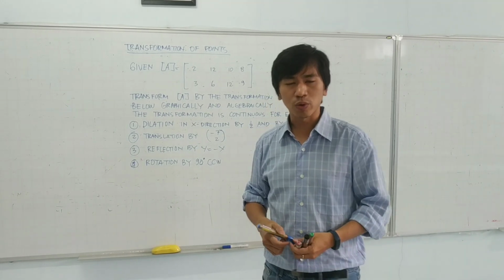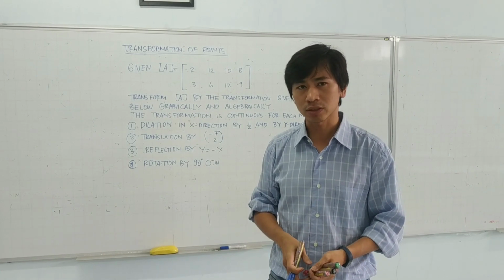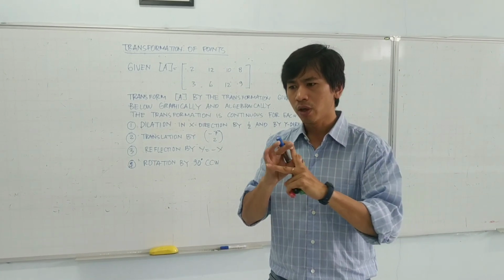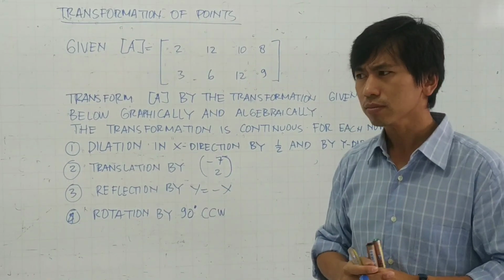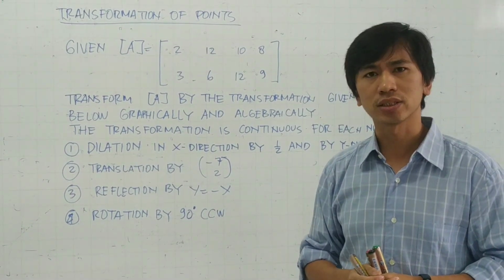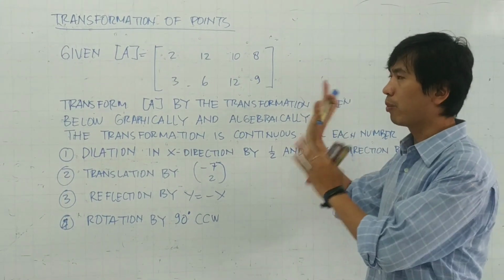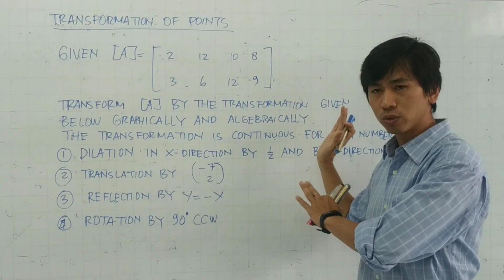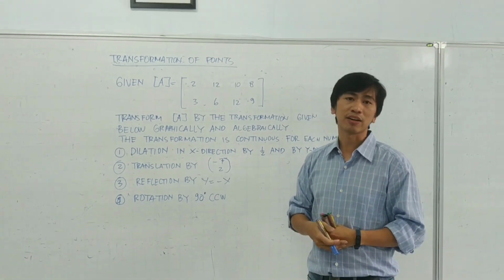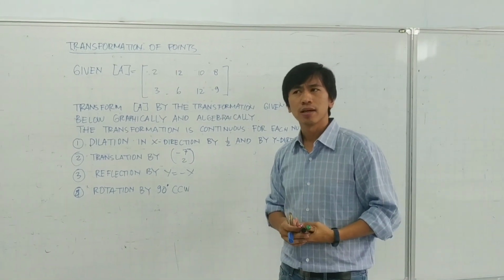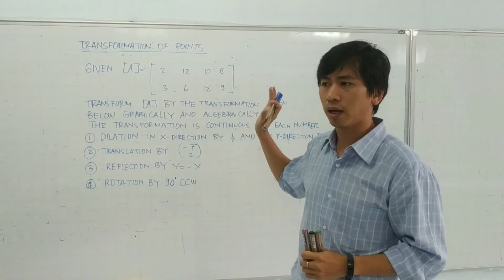Now in this session, I'm going to teach you how to do the transformation of matrix. There are two things that we are going to do. First is transformations of points, and the second is transformations of equations. For the transformation of points, there are two ways to find it: one is graphically, and the second is algebraically.